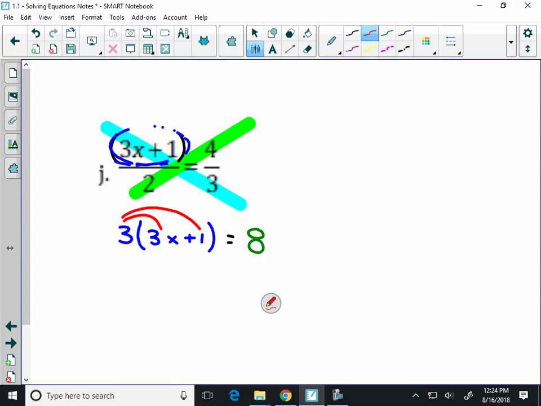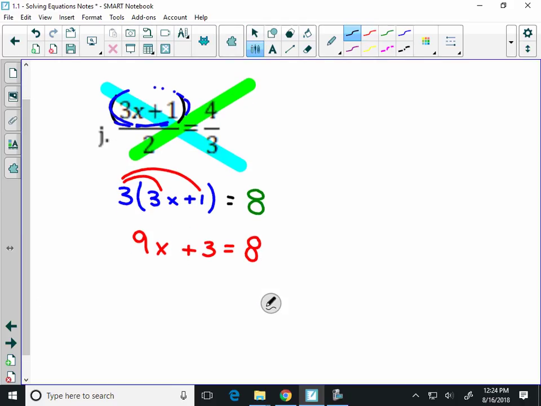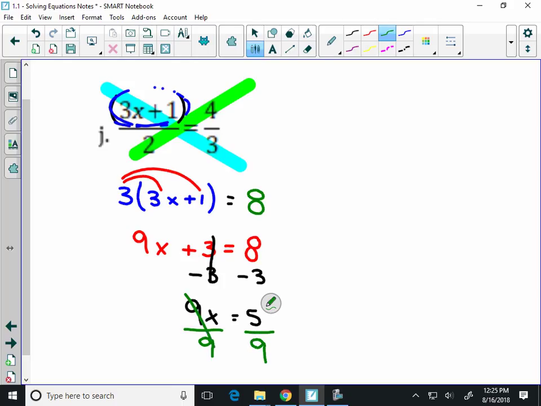Okay. So we multiply. 3 times 3 is 9. And 3 times 1 is 3. And now it's just your basic two-step equation. Just like we did on the other ones, move that 3 over. 8 minus 3 is 5. Divide by 9, and no, this is not wrong.